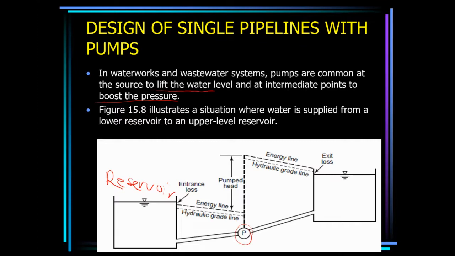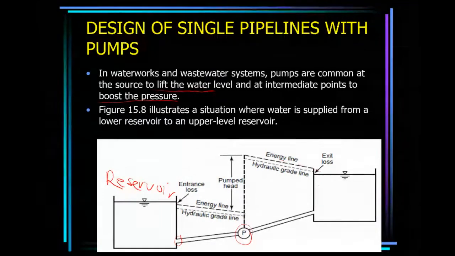So in this case, you can see there will be entrance loss through the pipeline, okay. You can see the energy grade line dropping immediately as it enters. And the hydraulic grade line moves constantly, the difference being the constant velocity head, okay. And then at this point, the energy grade line is boosted up by the pump, okay. You can see it shoot up. And then it moves steadily into the other reservoir, the energy grade line and the hydraulic grade line, okay.